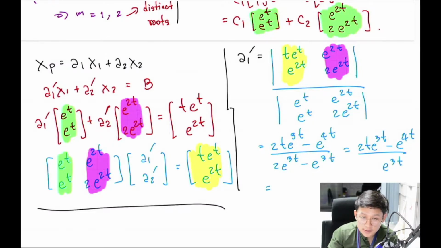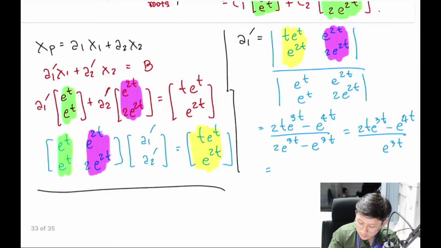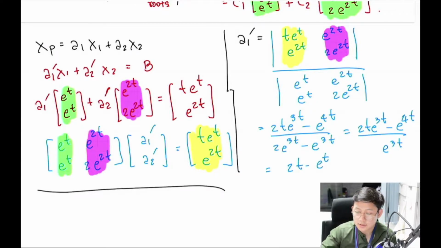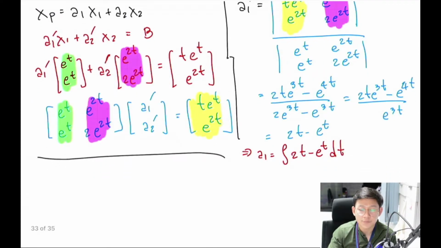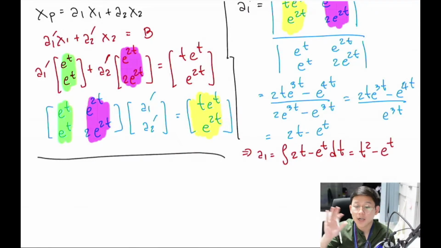So you get 2t minus e to the t, right? It means that your a1 is the integral of 2t minus e to the t dt. That is t squared divided by 2, and this 2 cancels out, right? And minus e to the t. You don't need to add the constant.